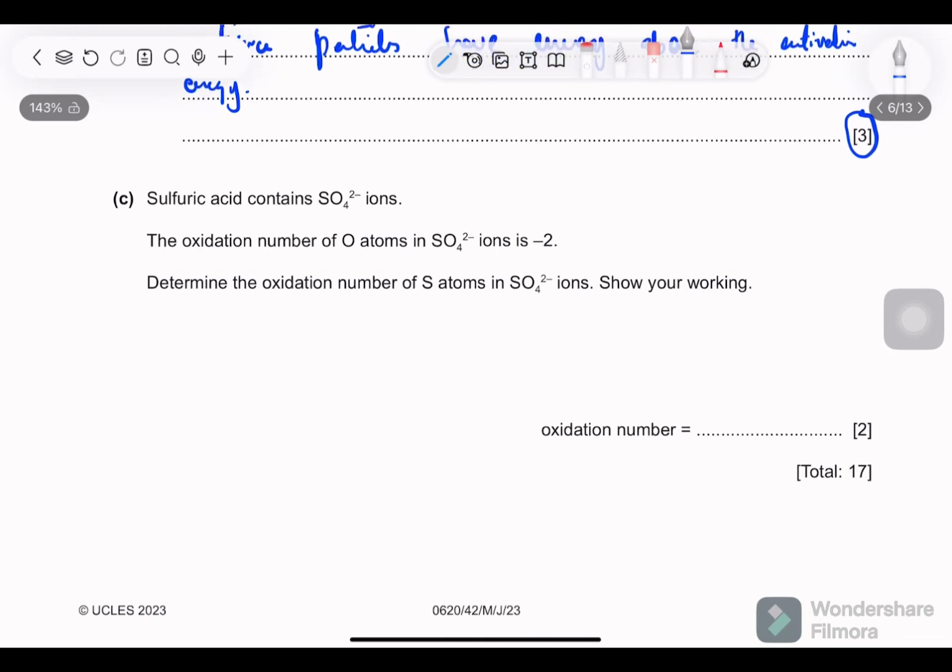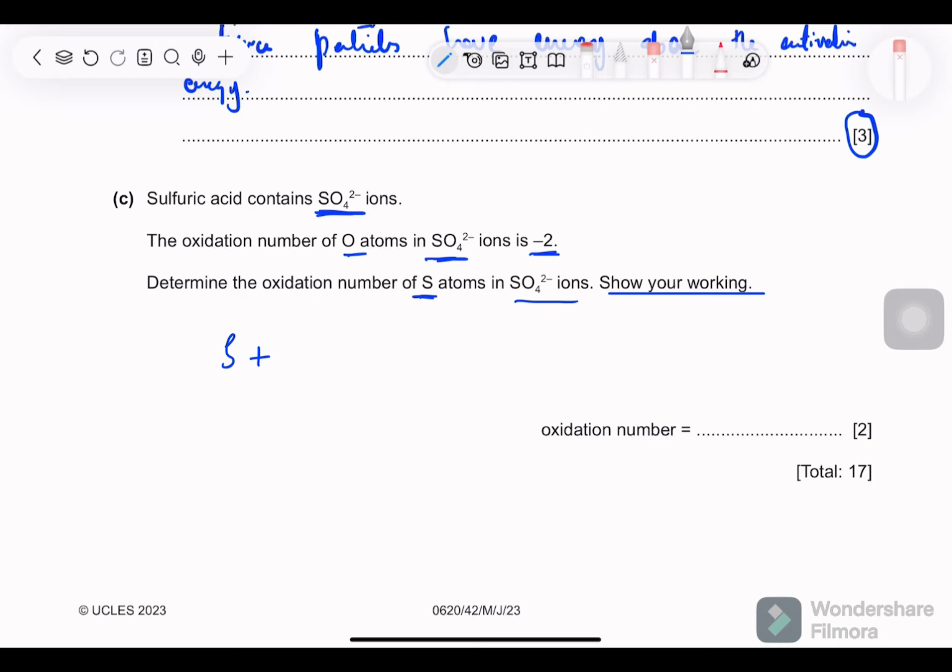Next, sulfuric acid contains SO4 2- ions. The oxidation number of O atoms in SO4 2- ions is -2, of course. Determine the oxidation number of S atoms in SO4 2-. Show your working. Whenever you have this statement, you have to show your working, no matter how easy the question is. So this 2- indicates that the total charge on the entire ion is 2-, which means that adding the oxidation number of sulfur plus the total oxidation states of oxygen.